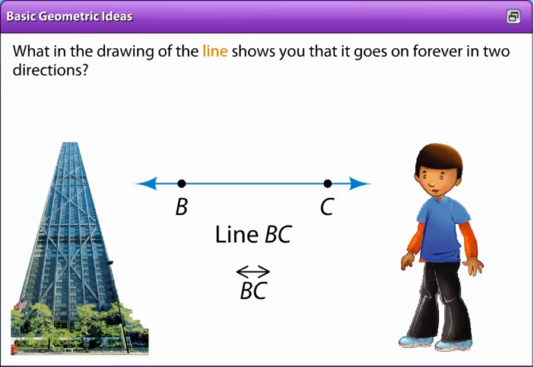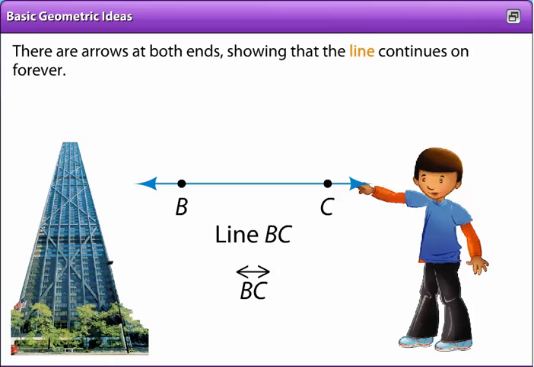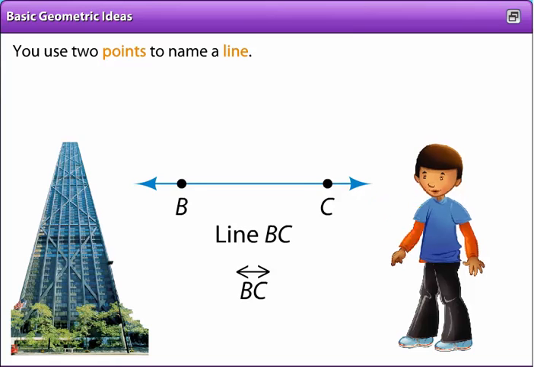What in the drawing of the line shows you that it goes on forever in two directions? There are arrows at both ends, showing that the line continues on forever. How many points do you use to name a line? You use 2 points to name a line.